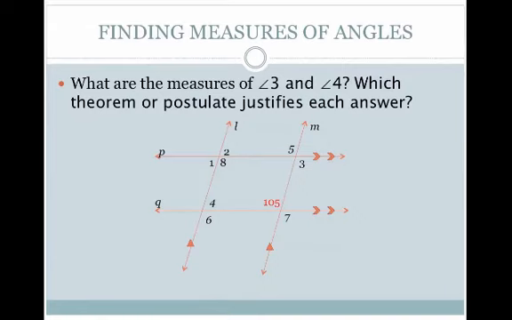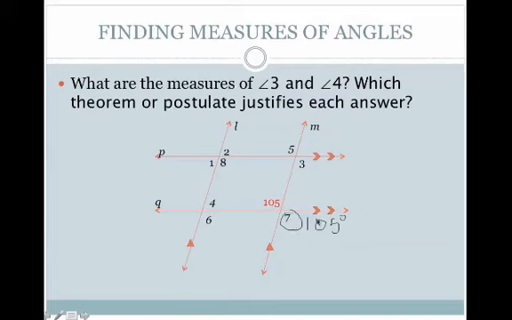Okay, so we want to figure out what the measures of angles 3 and 4 are here. We also want to tell what theorem or postulate justifies it. All that we're given here is that 105 is right here. So we know from that angle 7 is going to be 105 as well because they're vertical. I'm not actually going to write out the justification on these, but it's something that you would do in your homework or on a test. So it's because these are vertical.